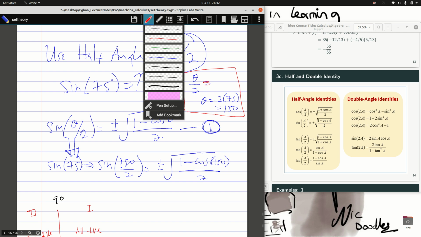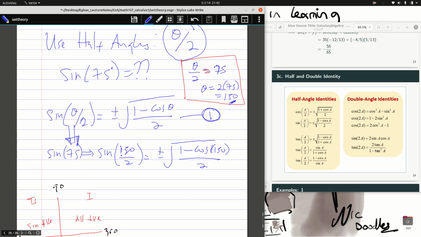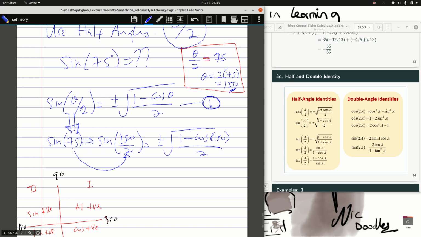The only way to get my theta on 2 is by change of subject, which I get 150. It means it's 150 on 2. 75 is 150 on 2. And I can employ equation 1. Wherever I see theta, it is no more 75 but 150 because I'm using the half angles. I'm not so sure if this is a bit confusing, but I believe when you take your time and replay this lecture video, you should be fine.